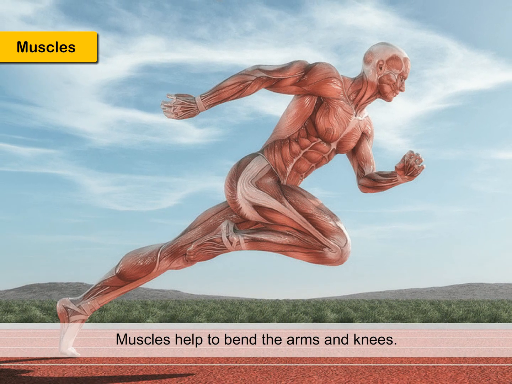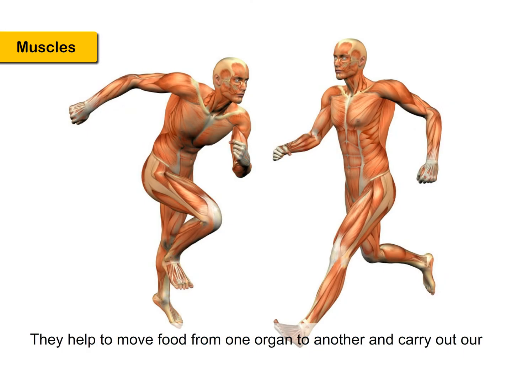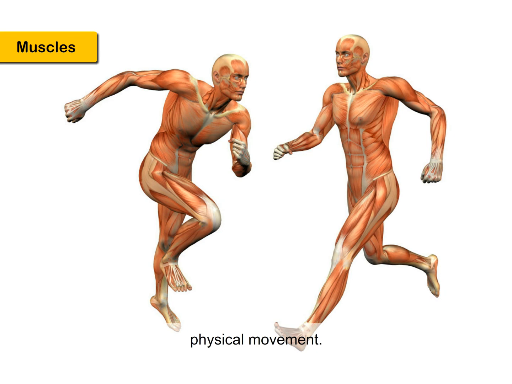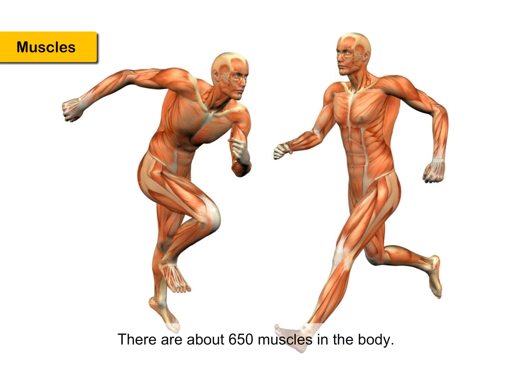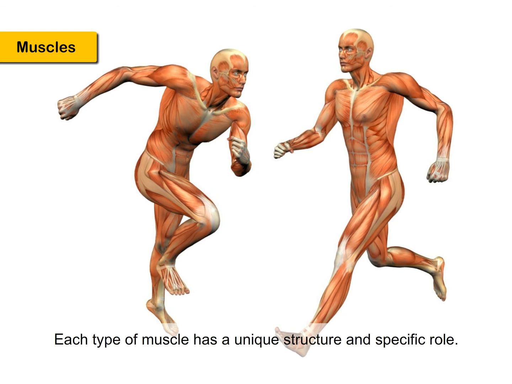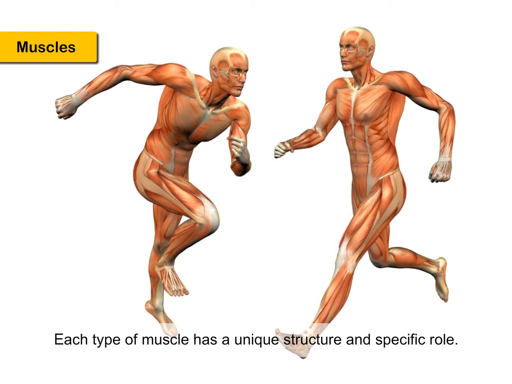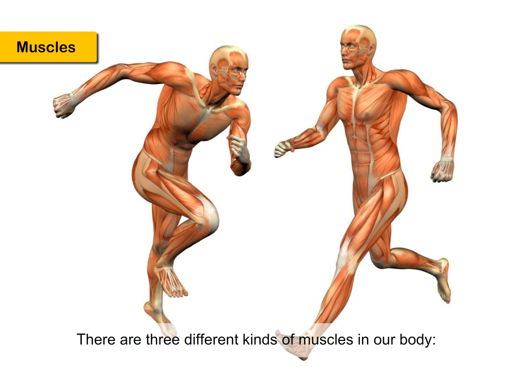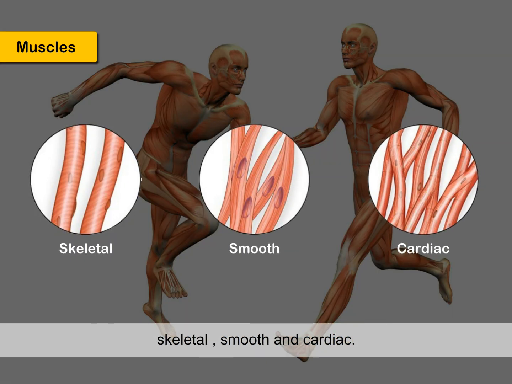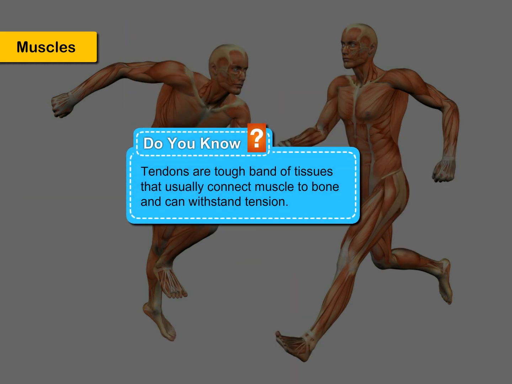Muscles help to bend the arms and knees. They help to move food from one organ to another and carry out our physical movement. There are about 650 muscles in the body. Each type of muscle has a unique structure and specific role. There are 3 different kinds of muscles in our body: skeletal, smooth, and cardiac. Do you know, tendons are a tough band of tissues that usually connect muscle to bone and can withstand tension.